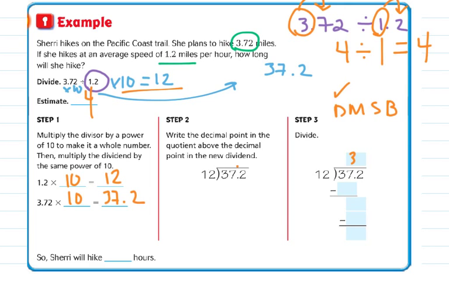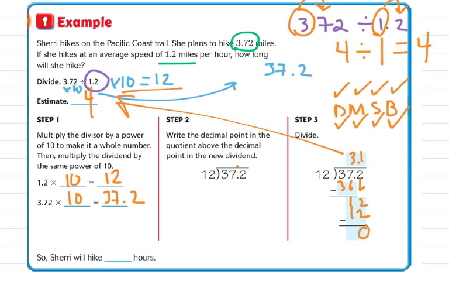To remind us. Multiply. 3 times 12 is 36. Subtract. 36 subtracted from 37 would be 1. We regroup the 2. 12 divided by 12 is 1. 1 times 12 is 12. Subtract. We get 0. Nothing to bring down. So our answer would be 3 1/10, which if we check is really close to our estimate of 4. So Sherry will hike 3 1/10 hours.